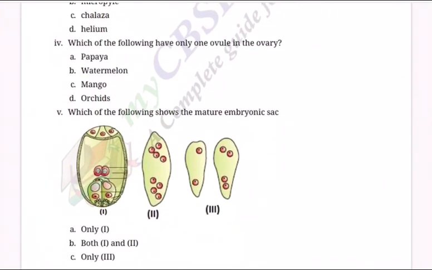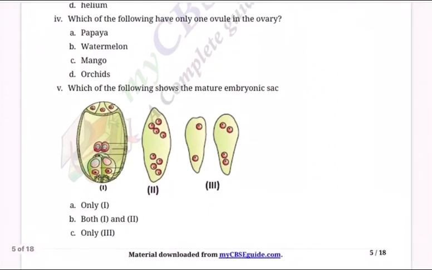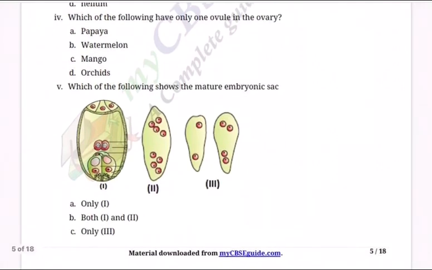Now the diagram based question. Which of the following shows a mature embryo sac? Only 1, both 1 and 2, and only 3.